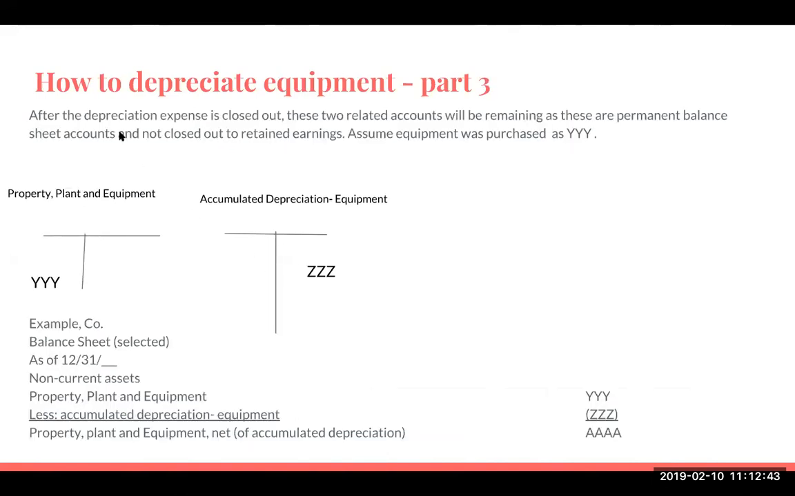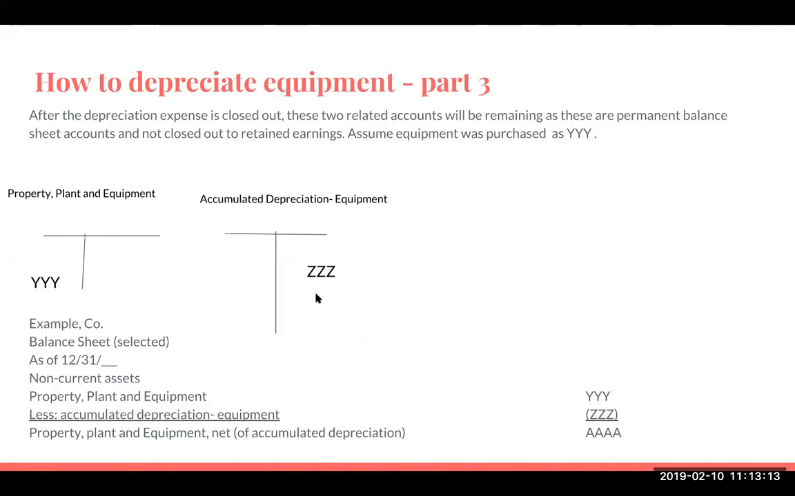So once we've recorded the depreciation expense, we're going to have these two related accounts showing up here. And we don't close out these accounts to retained earnings. Why? These are permanent accounts. We only close out expenses, revenues, and dividends. Property, plant, and equipment and accumulated depreciation on that equipment are both asset accounts. This is an asset account, which has a debit balance. We call this a contra asset account.